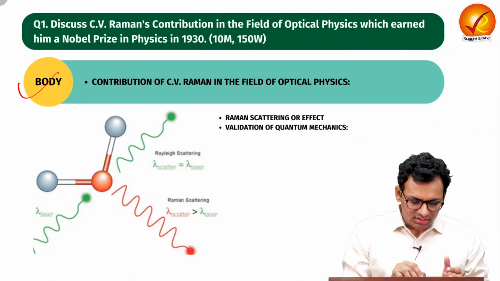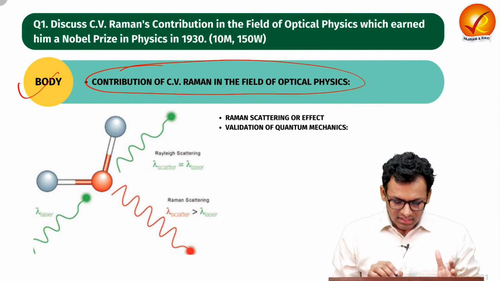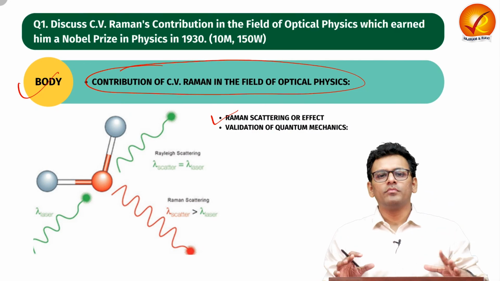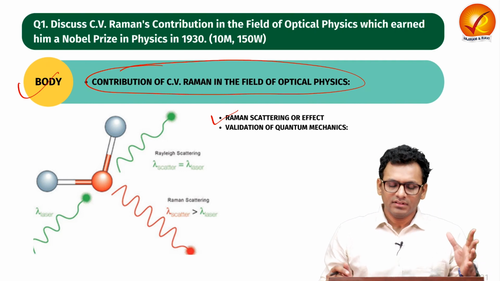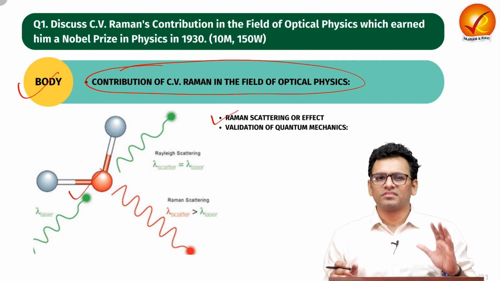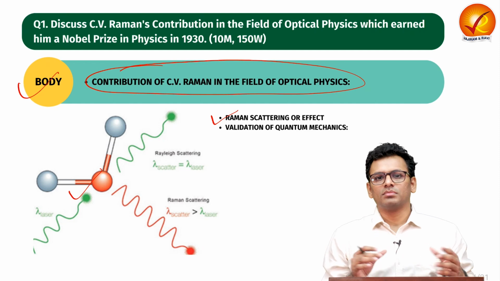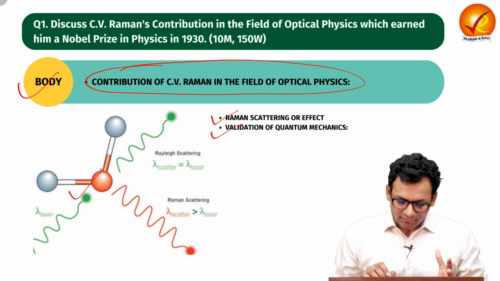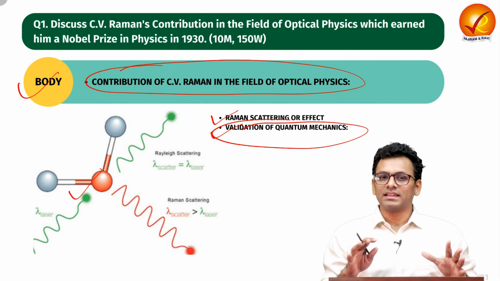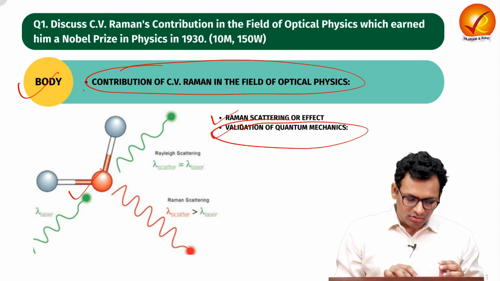Let's see the first body, which talks about the contribution of C.V. Raman in the field of optical physics. You can talk about the very first point, which is the Raman effect. It talks about how light travels, and whenever there is any kind of interaction, there is a certain change of wavelength, and how that change of wavelength can be studied to understand the structure and all. You can also understand from the same how it validates quantum mechanics. It talks about light's dual nature as a particle as well as a wave. So that is something you can talk about in the contribution aspect.